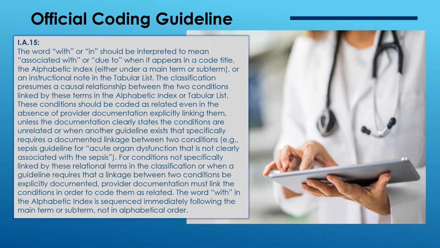These conditions should be coded as related, even in the absence of provider documentation explicitly linking them, unless the documentation clearly states that the conditions are unrelated, or when another guideline exists that specifically requires a documented linkage between the two conditions. For conditions not specifically linked by these relational terms in the classification, or when a guideline requires that a linkage between the two conditions be explicitly documented, then provider documentation must link the conditions in order for them to be coded as related.